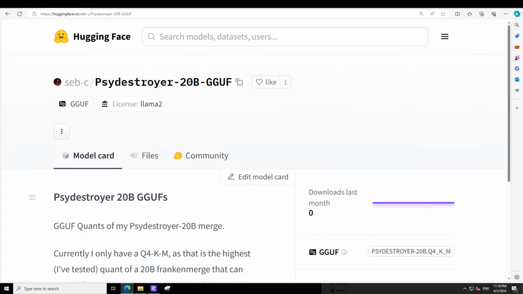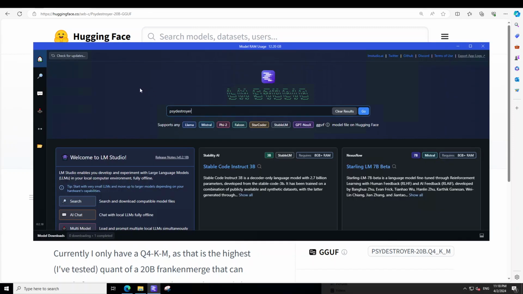First things first, I will be using LM Studio for my use case. If you don't know what LM Studio is, I would highly suggest that you watch some of my videos where I go into way more detail. This is the LM Studio, as you can see here. Let me make the screen a bit bigger.